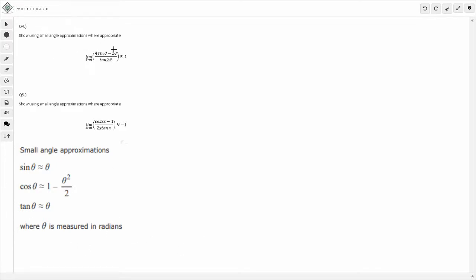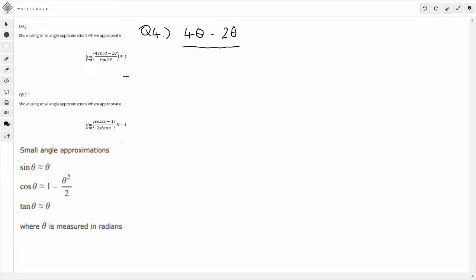I have 4 sine theta here. Well, we know sine theta is approximately theta, so that's 4 times theta. So let's start with this one. Question 4: 4 sine theta, so that's 4 theta, just using sine theta is approximately theta. We've got minus 2 theta, so the numerator is 4 theta minus 2 theta. Let's not simplify it just yet. Let's do the denominator as well.